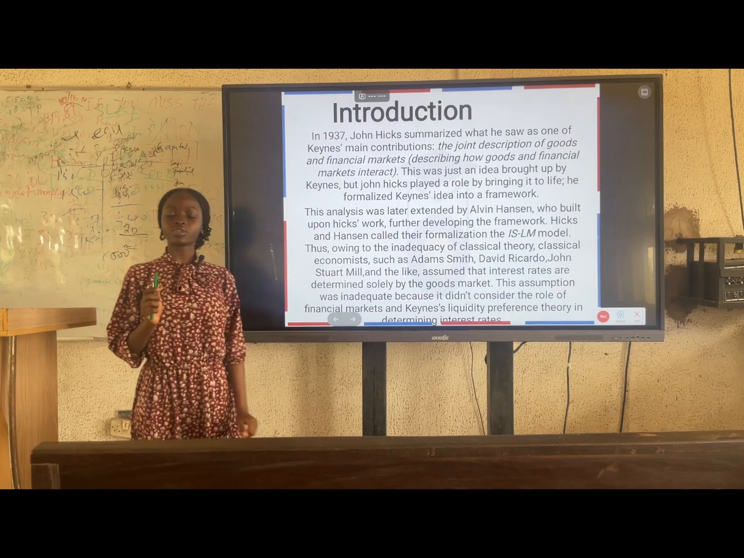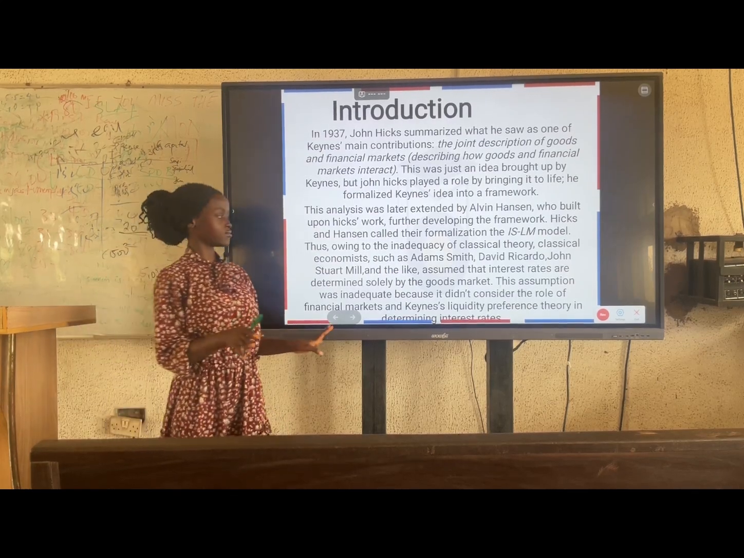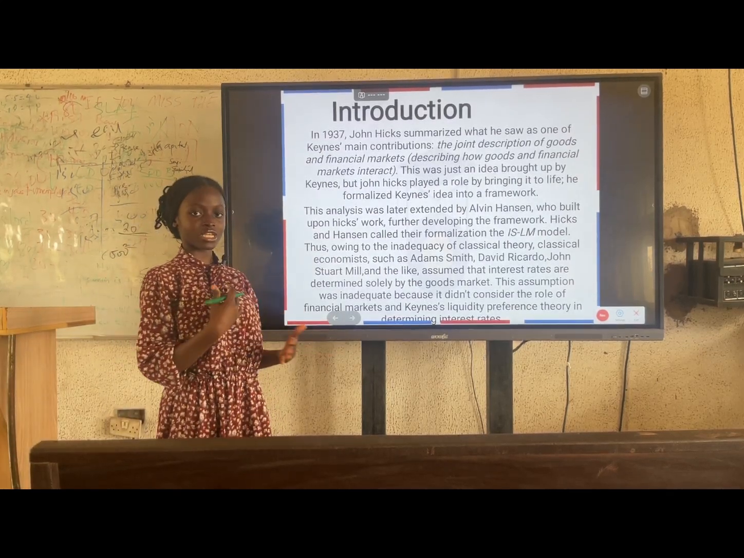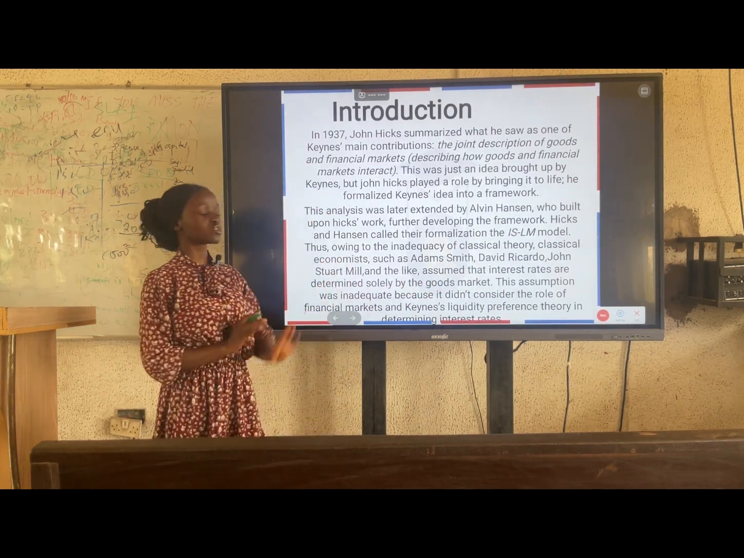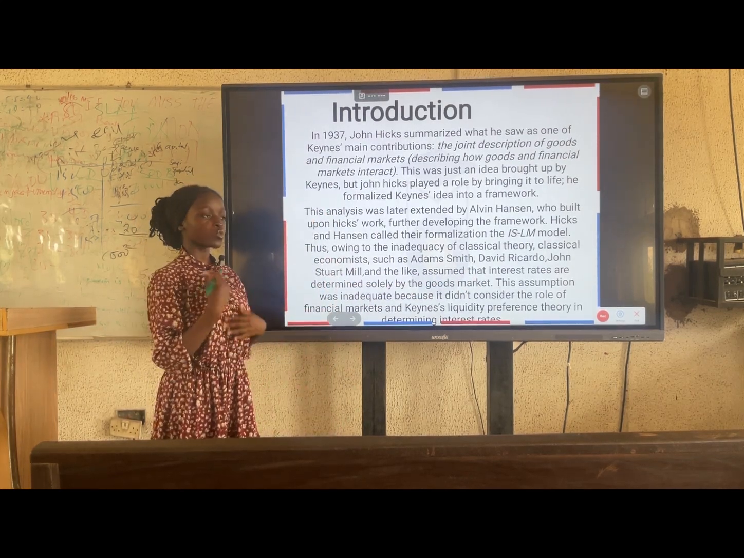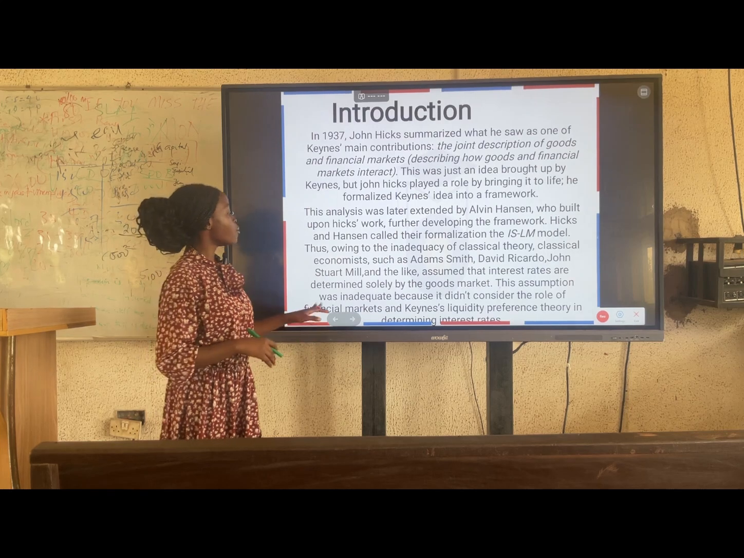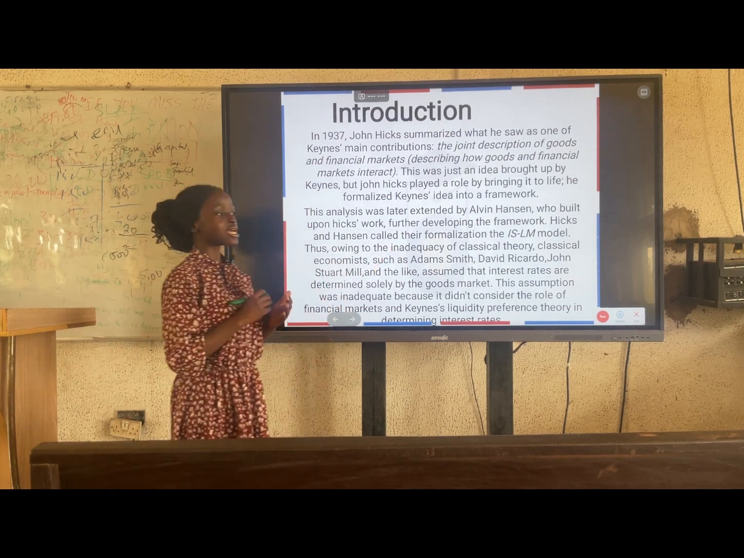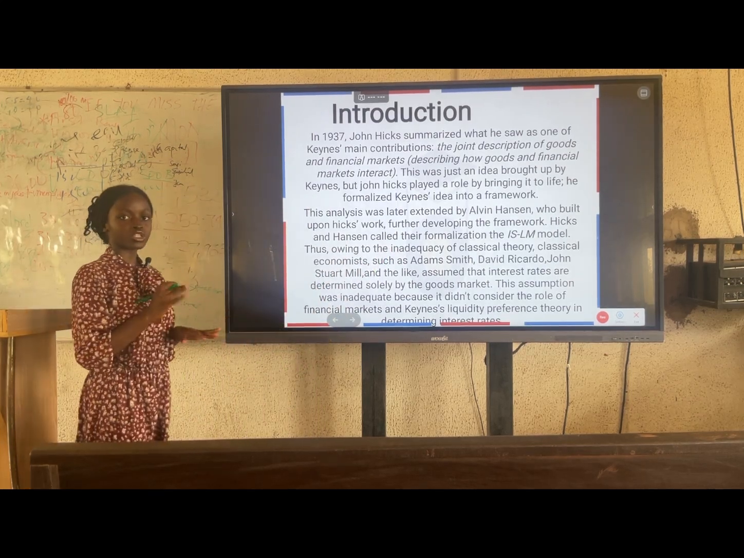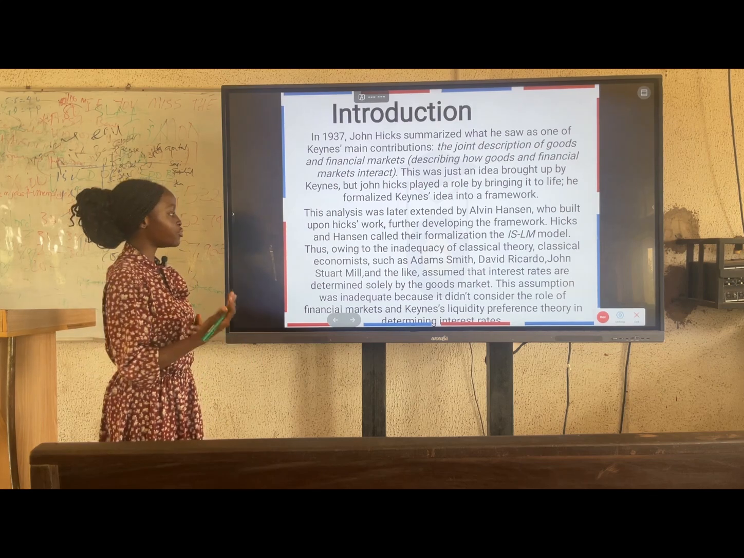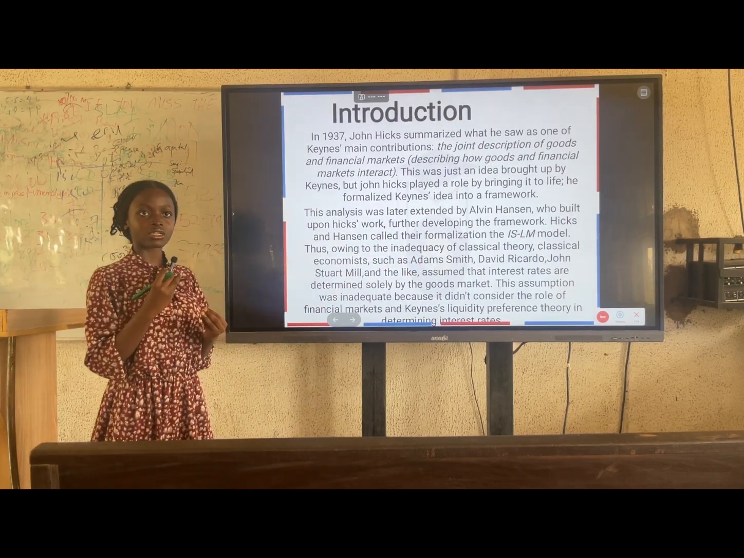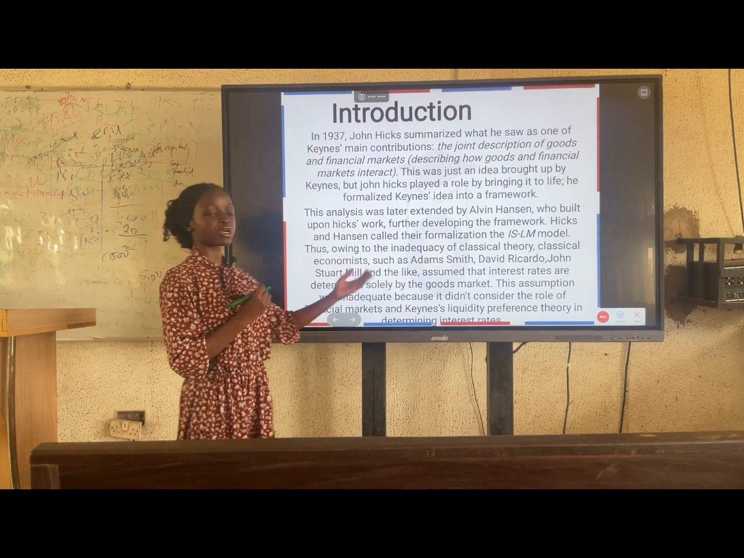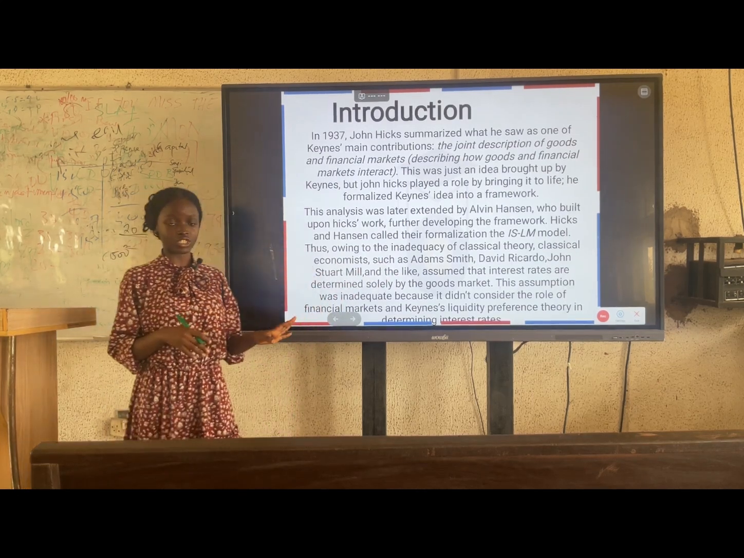The classical economists believed that interest rates were just affected by the goods market. Here, they assume that interest rates are determined solely by the goods market alone, without considering the financial market. But Hicks and Hansen said no, that interest rates cannot just be determined by the goods market. Then they brought up the ISLM model, which says that interest rates can also be determined by the interaction between the goods market and the financial market.